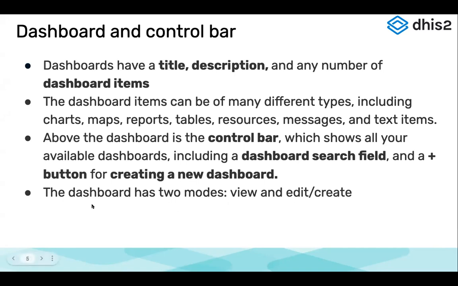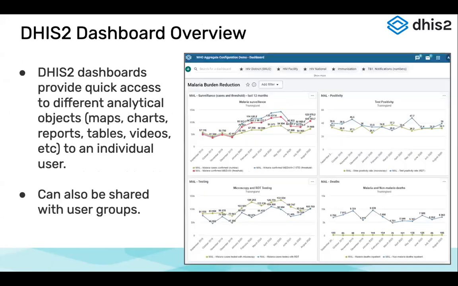Above the dashboard, we have a control bar. Within DHIS2, you can have more than one dashboard. Maybe you have different programs having their data entered into your DHIS2 system, so you can have different dashboards for the different programs. So above the dashboard, we have a control bar. You can see it up here. I hope you can see my cursor. At the top here, you can see that we have different dashboards. We have the HIV district dashboard, HIV facility, HIV national immunization, and TB.